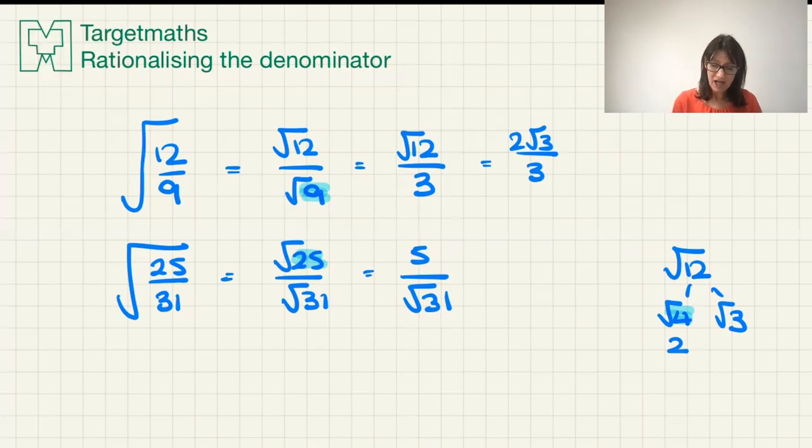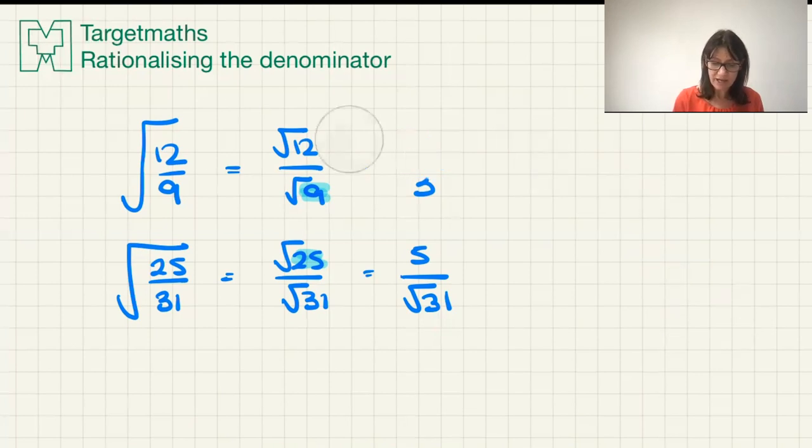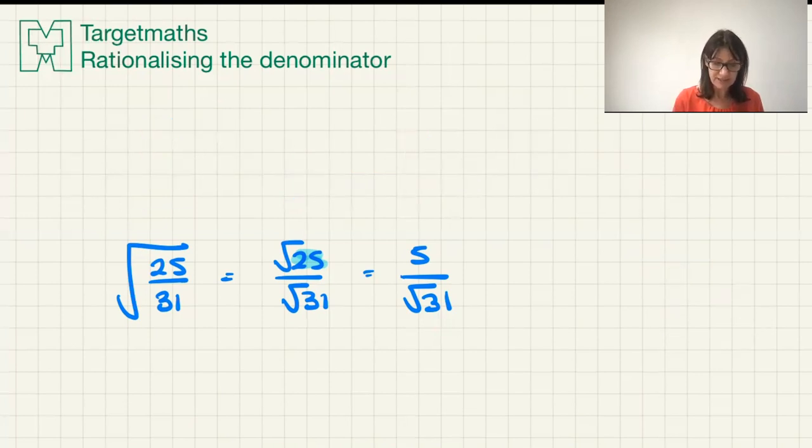However, as an answer, that's not acceptable. We don't leave the denominator with an irrational number. So I've got to come up with something now that's going to get rid of that root. It's going to cancel it out and make it disappear. Okay, and this is what we're going to do. We learned this in the very first video.